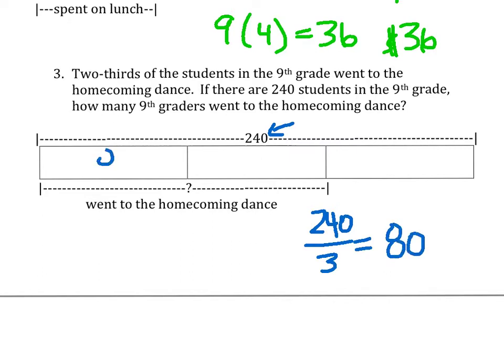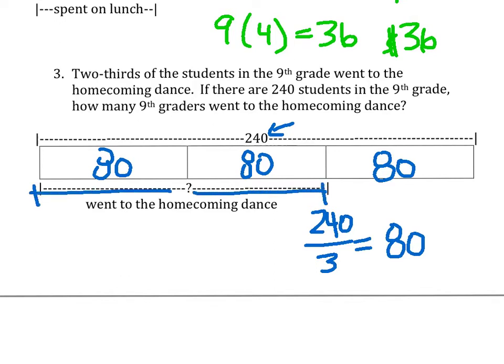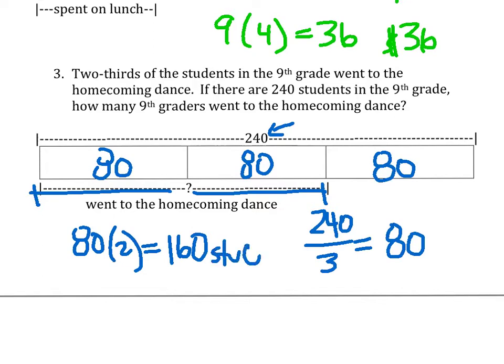And so if each box is 80, right, then all we have to do from this point is say, okay, how much is 2 boxes worth then? And so that's 80 times 2, which will give us 160 students. Right? Oh, that's terrible, students. Okay, next slide.